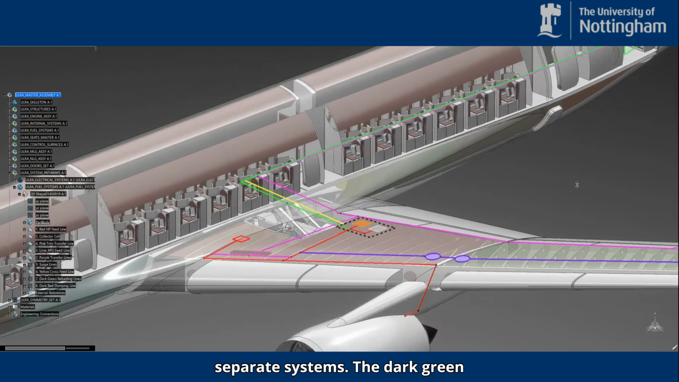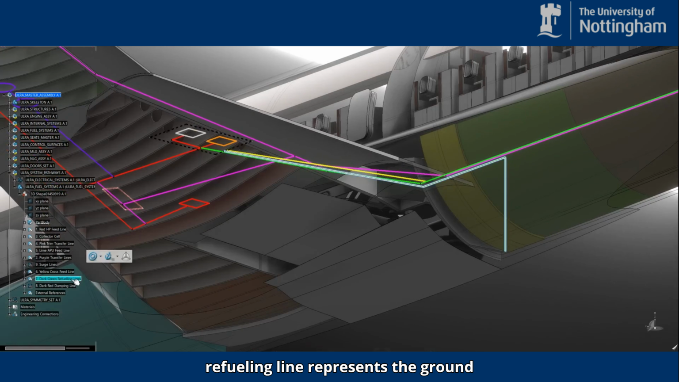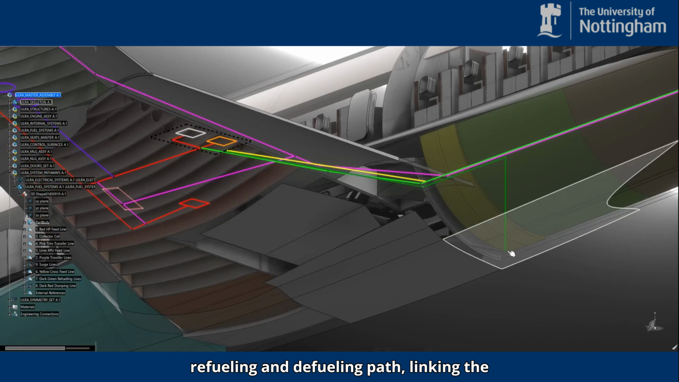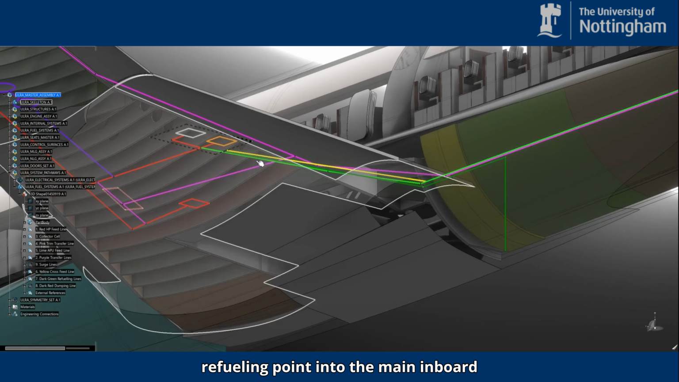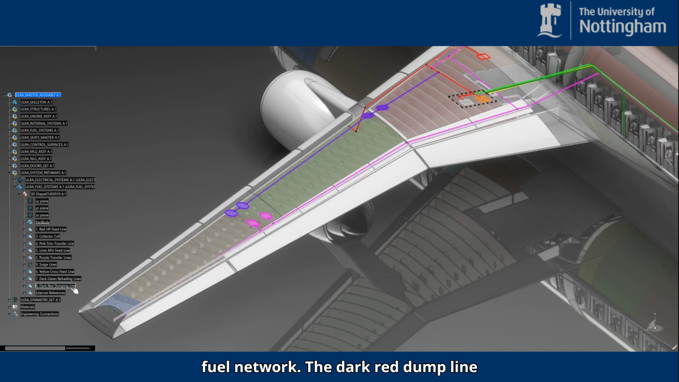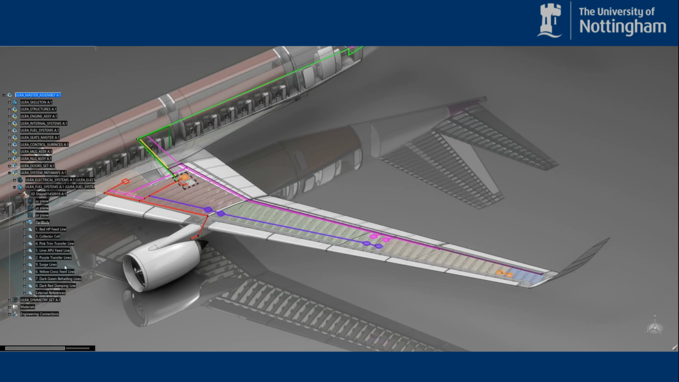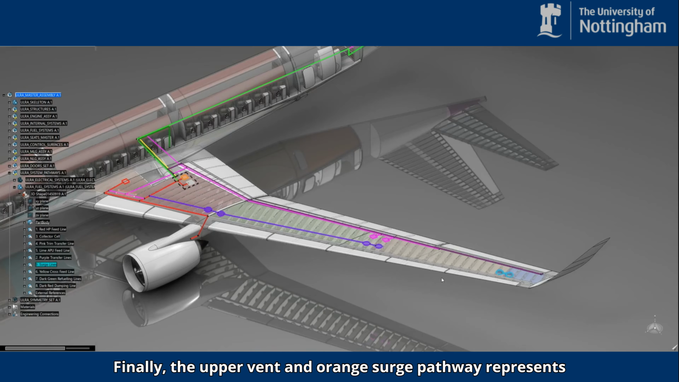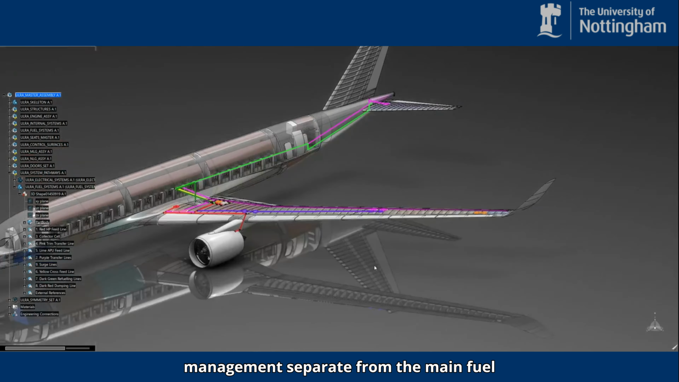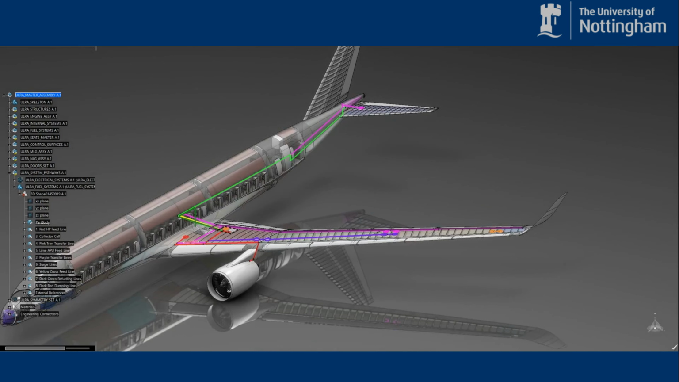The dark green refueling line represents the ground refueling and defueling path, linking the refueling point into the main inboard fuel network. The dark red dump line provides a dedicated path for fuel jettison if the aircraft weight needs to be reduced. Finally, the upper vent and orange surge pathway represents pressure equalization and overflow management, separate from the main fuel flow.